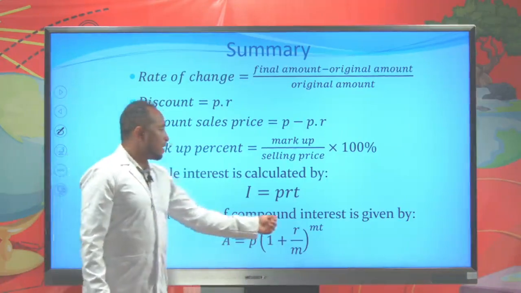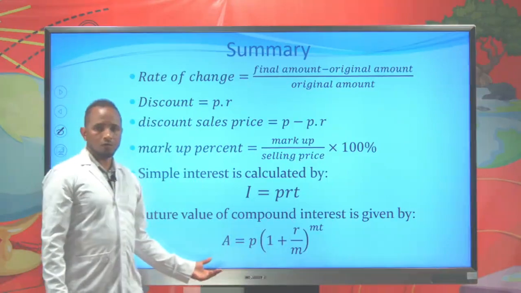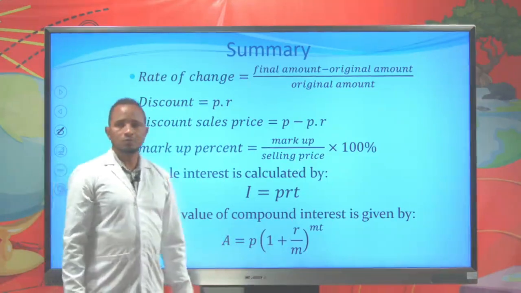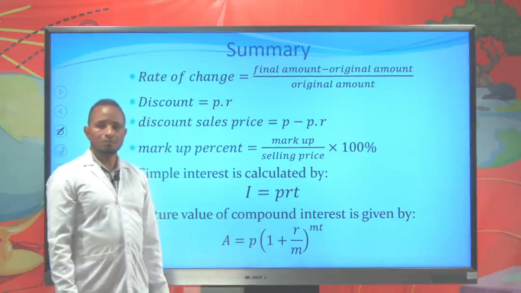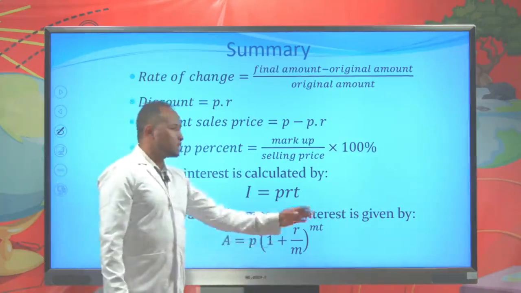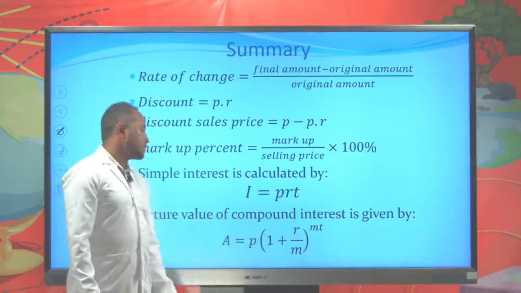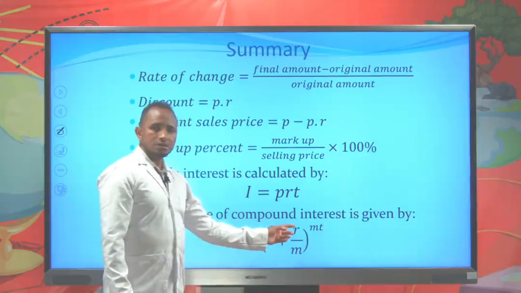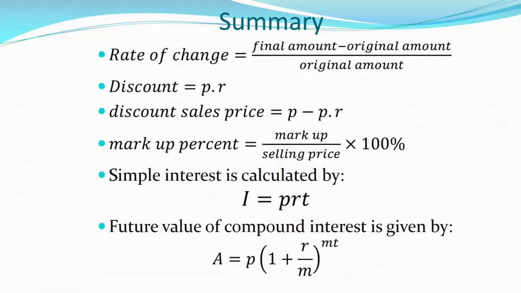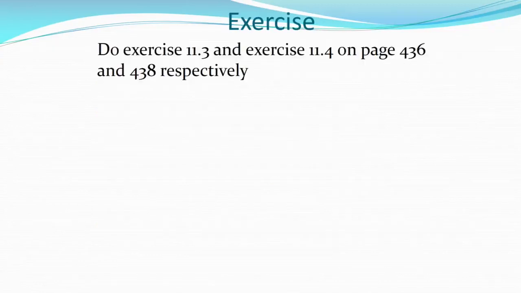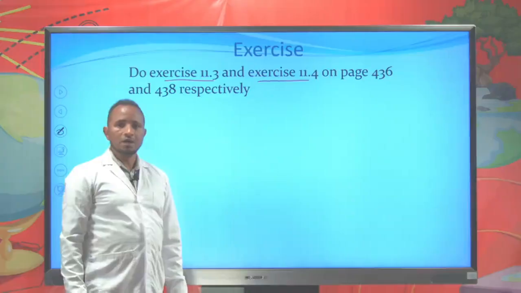Future value of compound interest is given by this formula. Amount is equal to the principal times 1 plus R over M, to the power of MT, where P is the principal, R is the interest rate, M is the conversion period, and T is time. So I'll give you an exercise, exercise 11.3 and exercise 11.4 on pages 436 and 438 respectively.